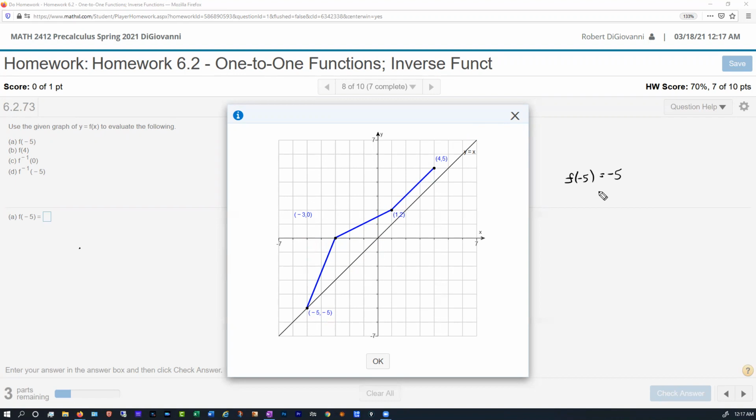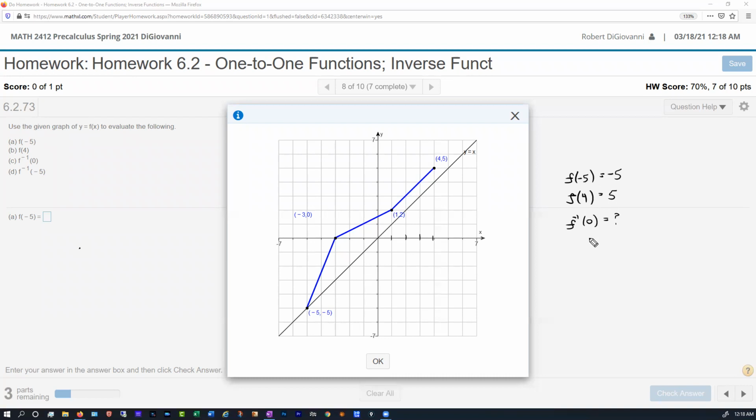All right, next problem was what's f of 4? F of 4, so if I go to 4, 1, 2, 3, 4, go up, it spits out 5. Then it wants to know what is f inverse of 0 equals what? The way you can look at it is, this is what goes into f, this is what comes out of f. This is what would go into f inverse, and this is what comes out.